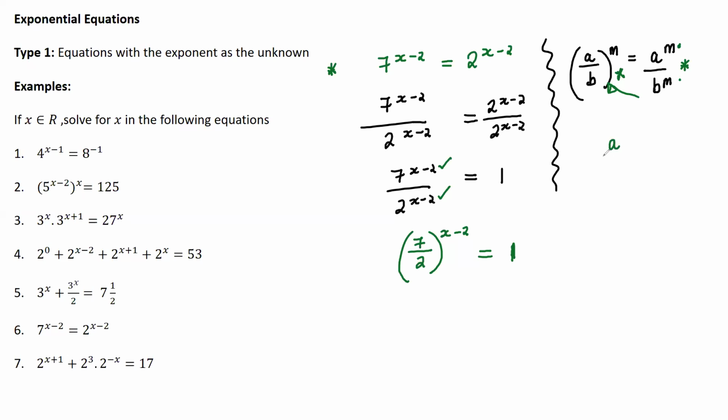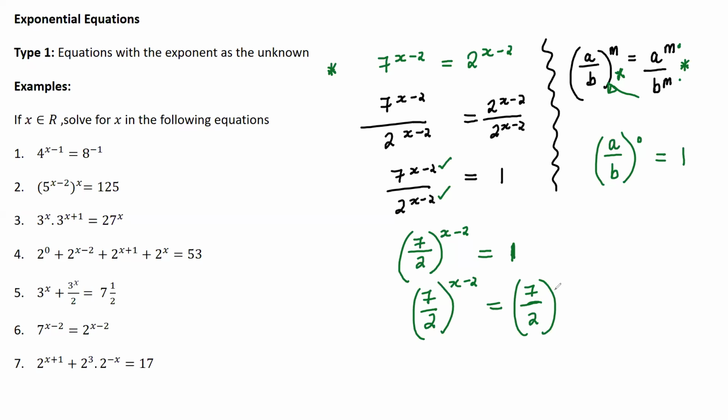Anything to the power of 0 is 1. Let's be clever. Check this out. I'm correct, because 7 over 2 to the power of 0 is 1. I'm very correct.